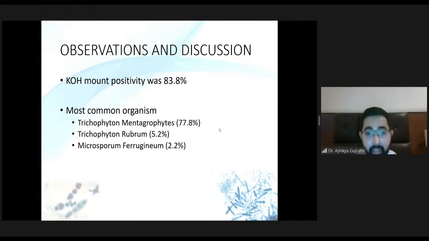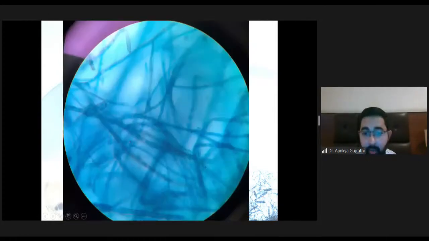This followed the same pattern as previously reported in normal dermatophytosis, of the shift in species from rubrum to mentagrophytes, and the same now holds true even for resistant and recalcitrant dermatophytosis, which have shown mentagrophytes to be a major part of the causative agents. Here's the LPCB mount of Microsporum ferrugineum.